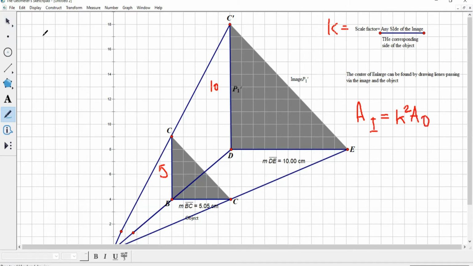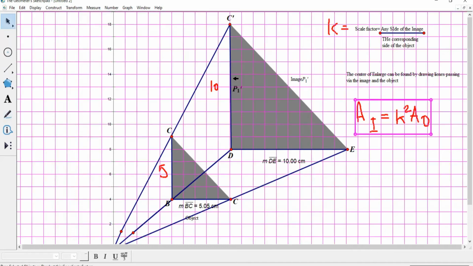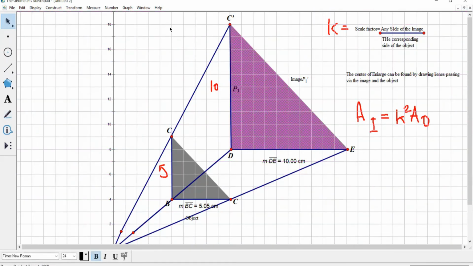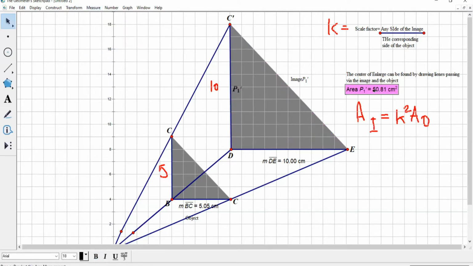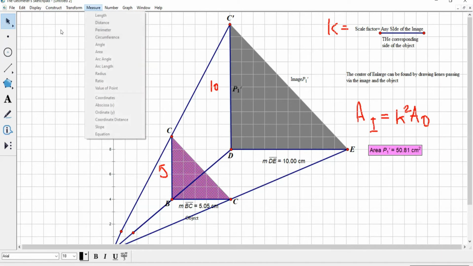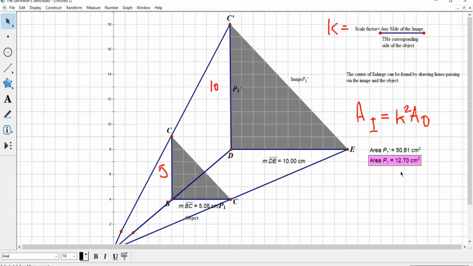Now, just to prove it to you, I'm going to take this triangle and measure the area. This area is 50.81. I'm going to take this triangle now and measure the area. It's 12.7. Now look at this. I'm going to open up my calculator for a second.